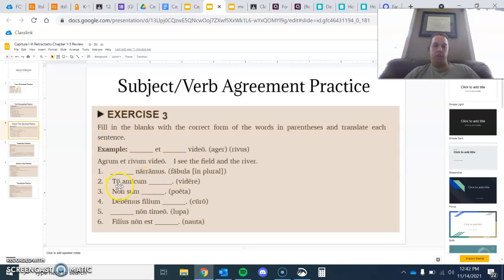You'll notice number 2 is a little different. Tu amicum videre. Videre means to see. And so tu amicum videre, you, friend. We want to be able to say see. Tu is the subject. Amicum is receiving the action. So we want to change this to you see the friend. So what ending would you see at the end of this word if you are the one doing the seeing? And yeah, so that's basically it. Fill in the blank, try and translate the sentence. We'll go over this on Tuesday as well.